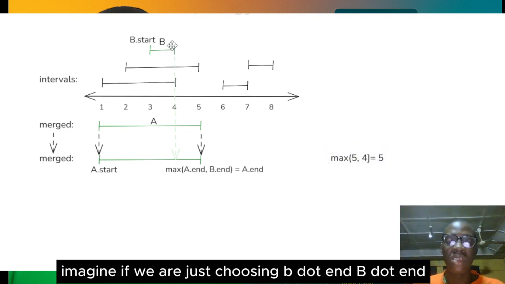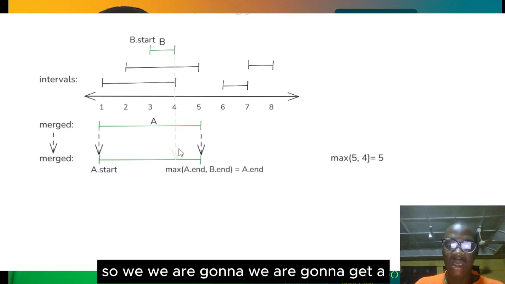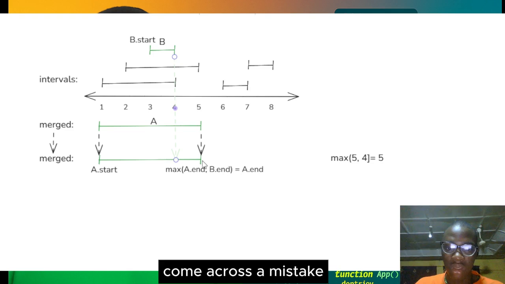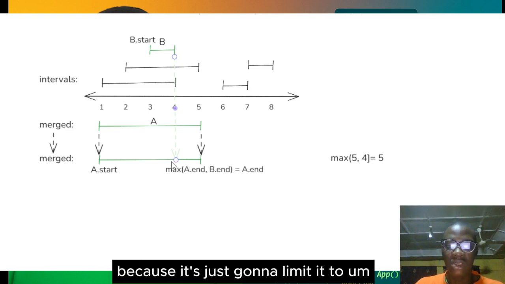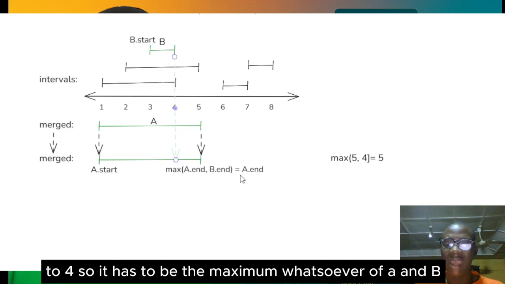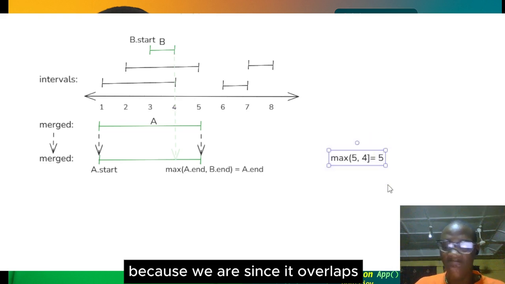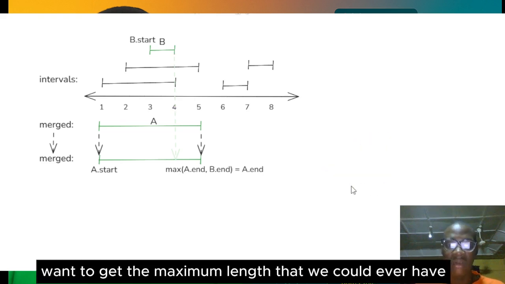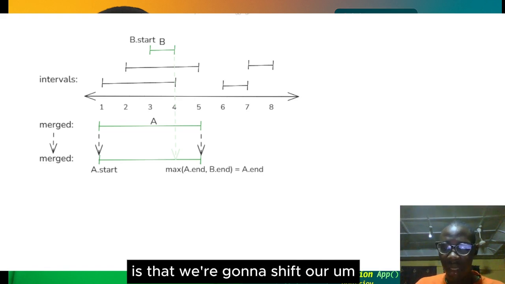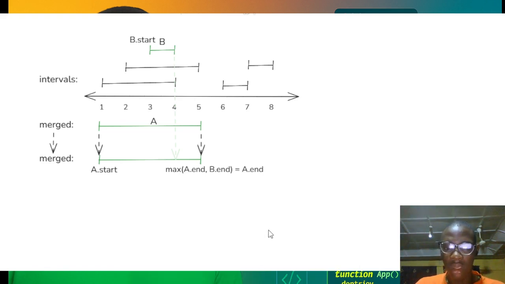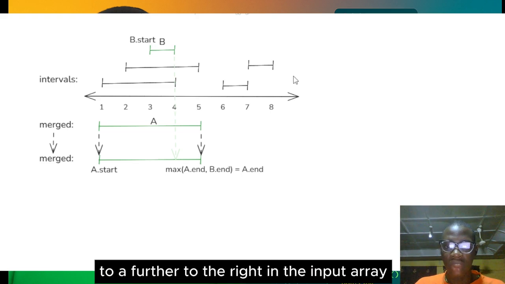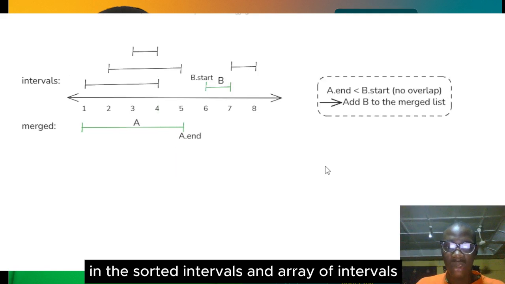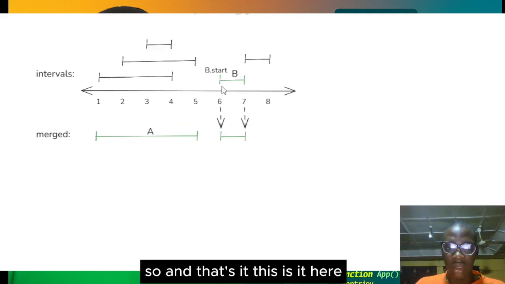Imagine if we are just choosing b dot end. We are going to get a mistake, because it's just going to limit it to 4. So it has to be the maximum of a and b, because since they overlap, we want the maximum length that we could ever have. So again, we're going to shift our b further to the right in the sorted input array of intervals. And this is it here.